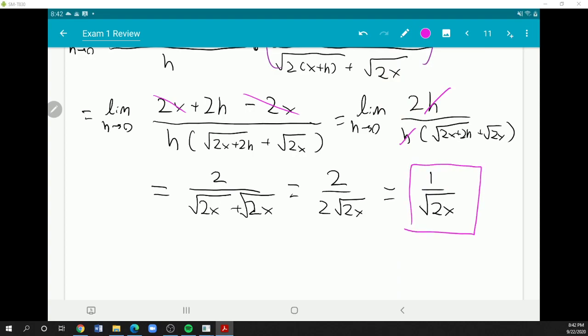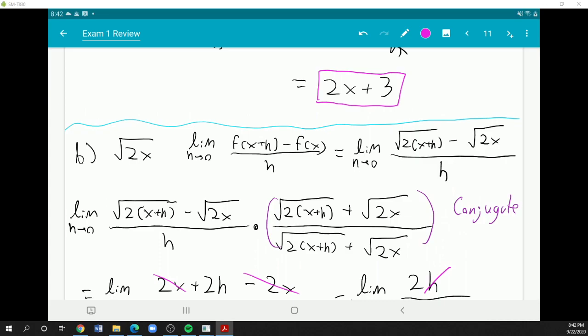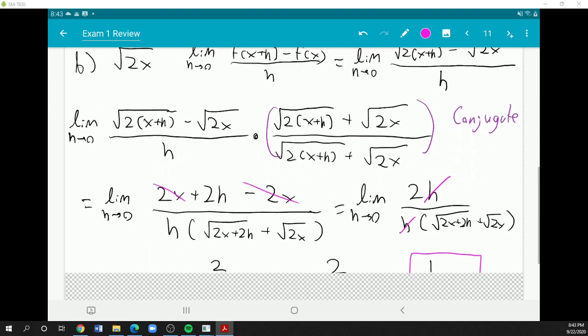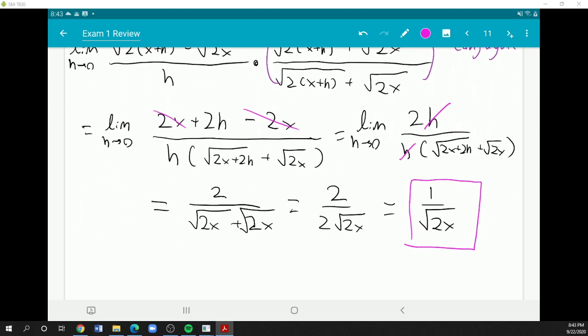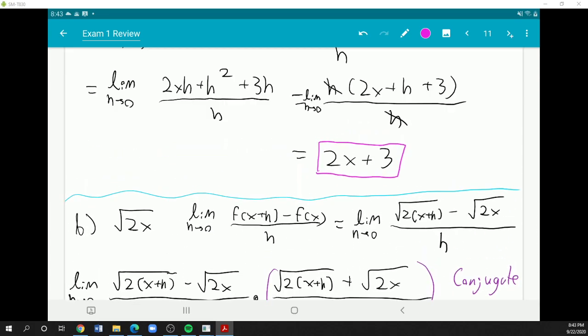And again, if we tried either the chain rule or taking the root 2 in front of the x as a constant, we could get this answer. And it works out. So that's 2 ways to check. But remember, see square roots, you should be thinking you need a conjugate.